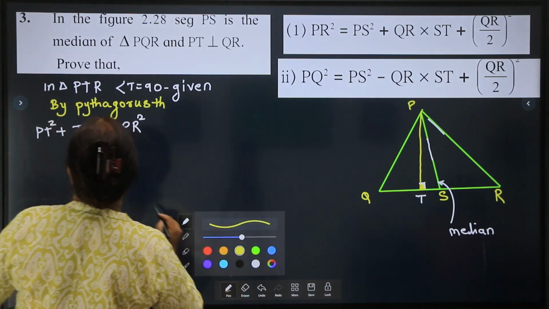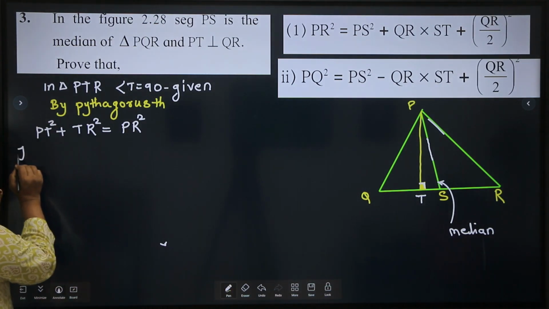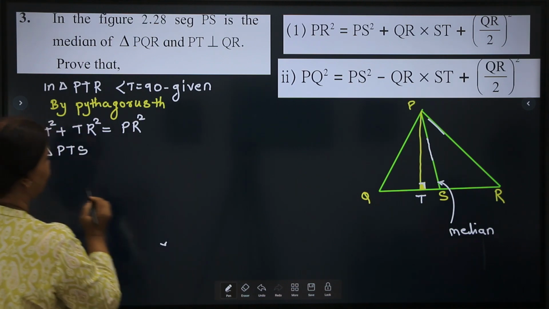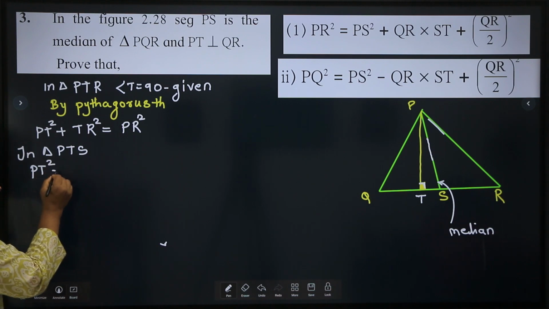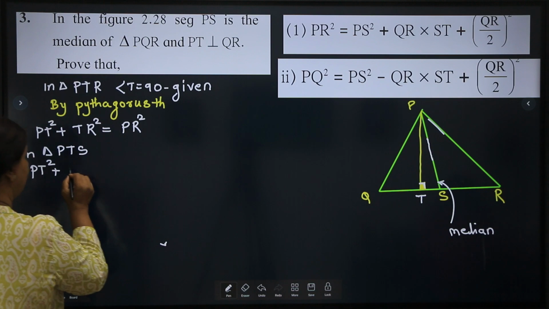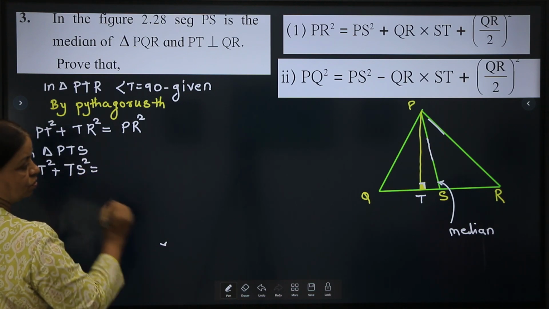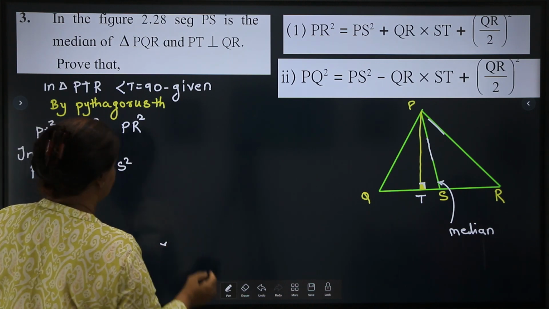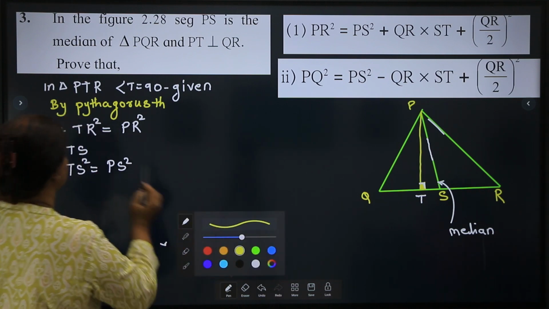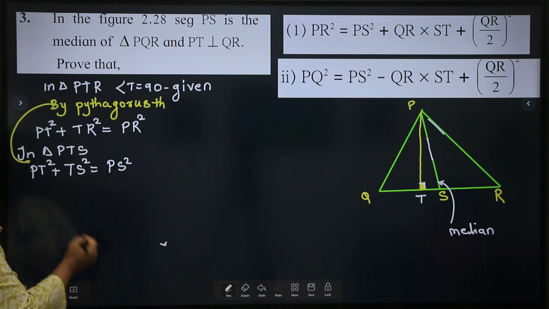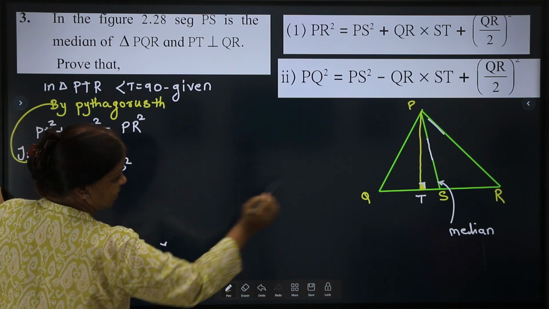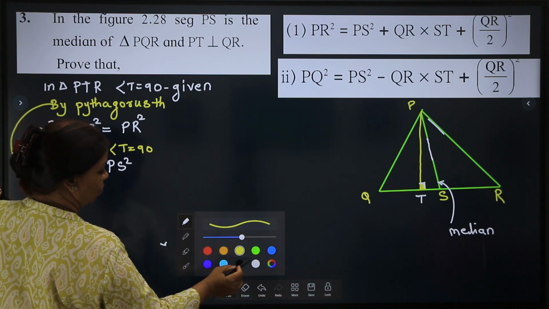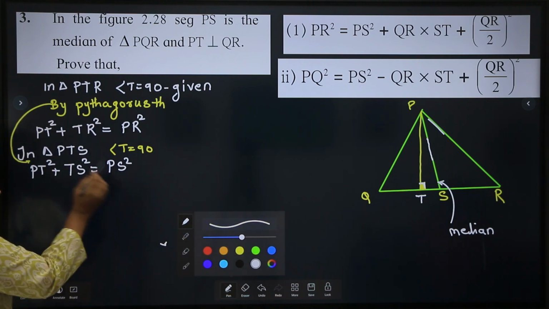So let's use it in triangle PTS. PT square plus TS square is equal to PS square. Now in triangle PTS, why did I use this? Again by Pythagoras theorem. I need to write actually by Pythagoras theorem again. And what says that I can use Pythagoras theorem? Because angle T is equal to 90 degree. Okay? So, now I got PT square plus TS square is equal to PS square.